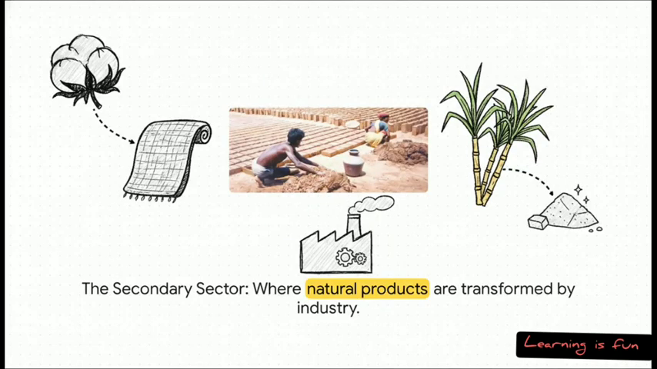All right, so once we have those raw materials, they go to the next stop, the secondary sector. You can just think of this as the making stuff sector. It's also called the industrial sector. This is where we take that cotton and turn it into cloth, or take iron ore and make steel. It's all about manufacturing and transformation.